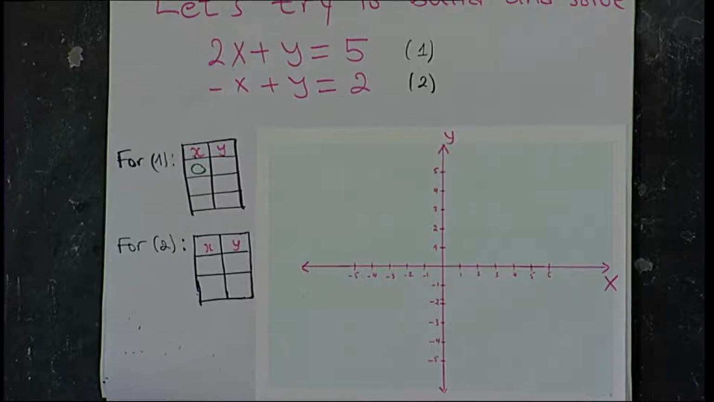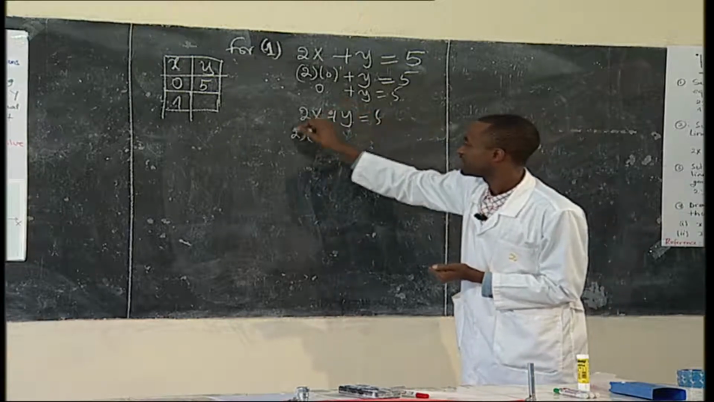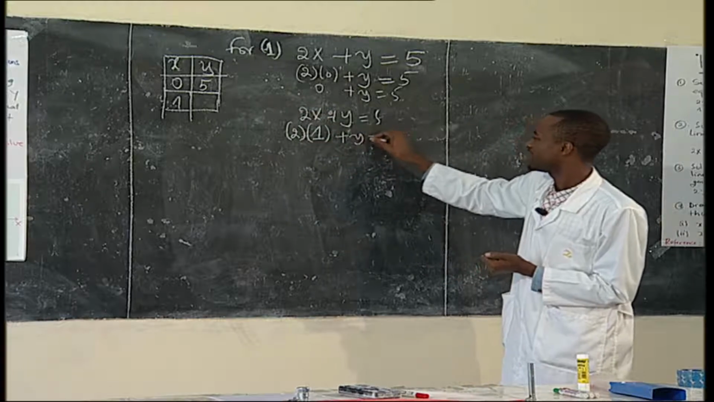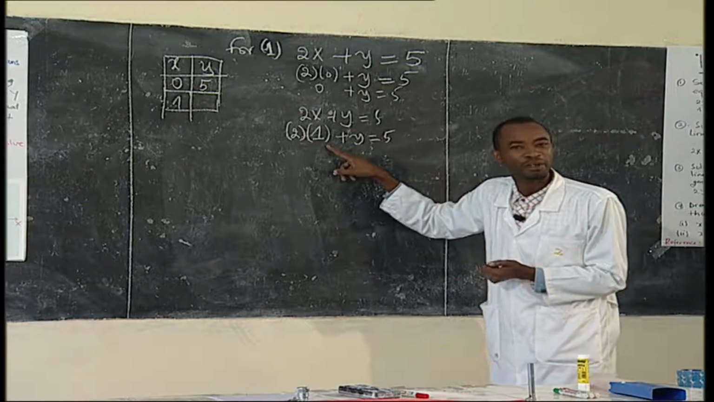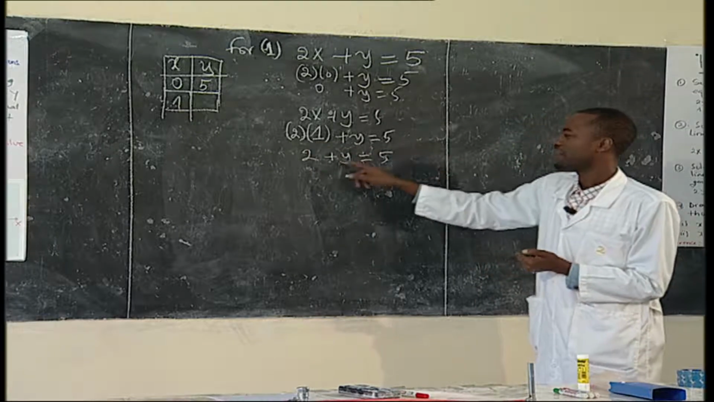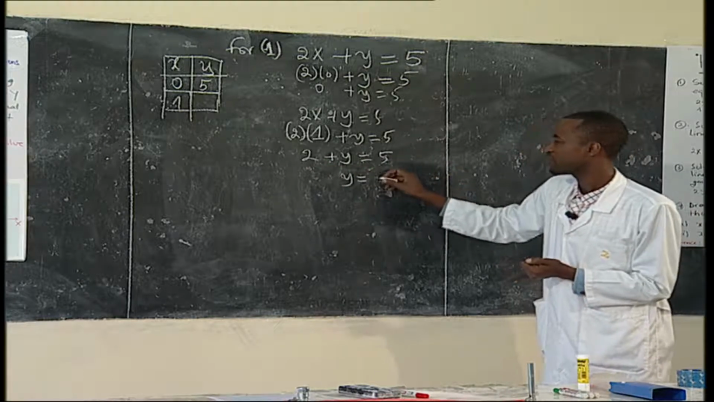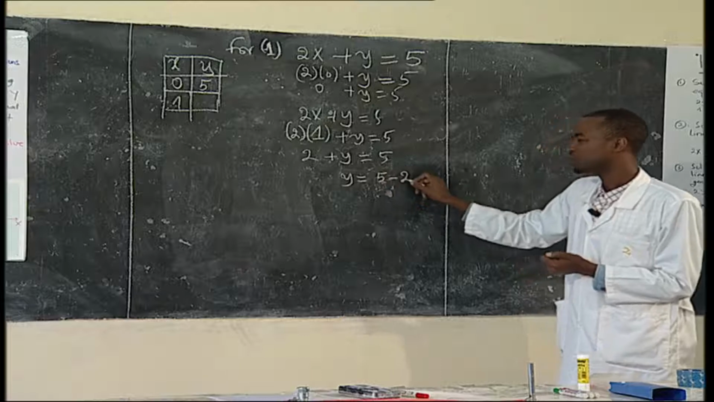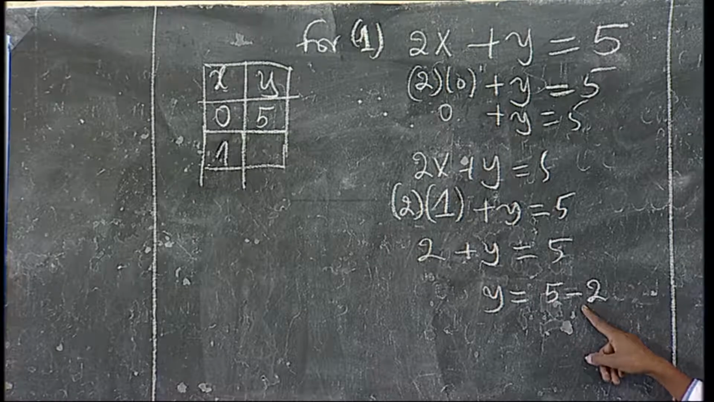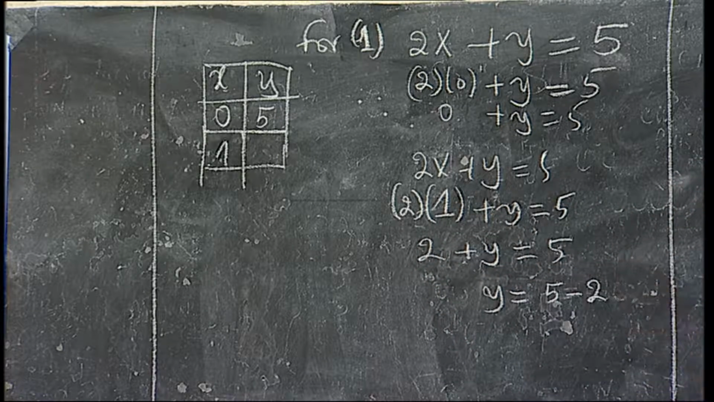I hope you've seen that. We have 2x plus y equals 5. Let's put 1 here in the place of x. Times 2, then plus y equals 5. What do we have over here? It's 2 plus y equals 5. And then I bring this 2 on the other side. I remain with y equals 5 minus 2. Do you remember this concept? Whenever you have a number on one side and you want to take it on the other side, it changes sign.